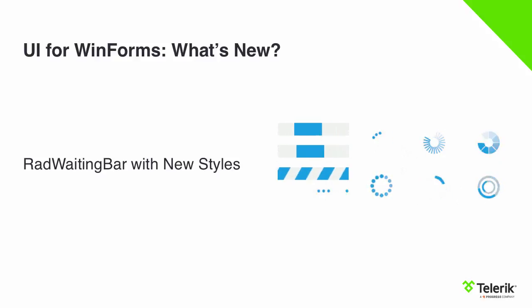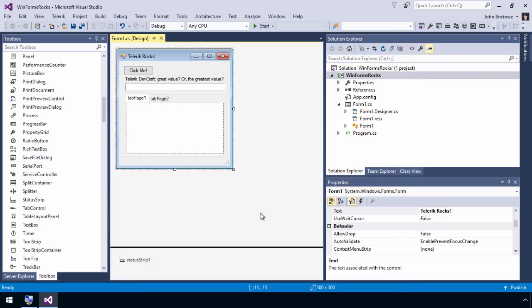Let's quickly jump into a demo of UI for WinForms. Here I have a vanilla WinForms app. It's a standard app with a set of controls that ship with Visual Studio present on the form. In this release of Telerik DevCraft, we've added a new menu option to Visual Studio that will convert this project from a WinForms project to a Telerik UI for WinForms project. Additionally, it will convert any controls present in the app over to UI for WinForms.